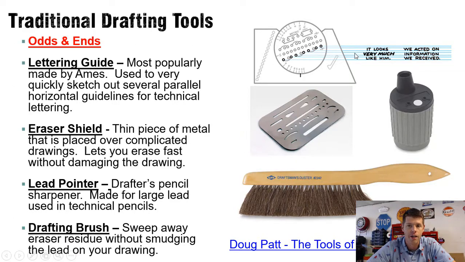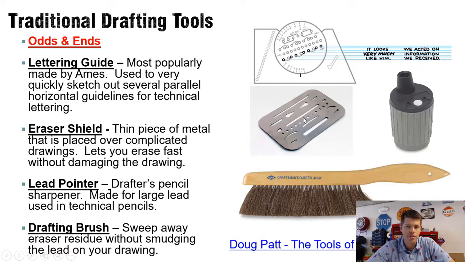So really all it is, it's a way of laying out guidelines for your text, but you can lay out a bunch of perfect guidelines like this in about 3 seconds, compared to using a ruler where you have to put it on one side and make a bunch of dots and then move it over to the other side and make a bunch of dots. And then you have to turn your ruler and try to connect them all, and it never turns out that good. The Ames lettering guide's really cool. And if you watch the video, I think Doug Pat uses one.